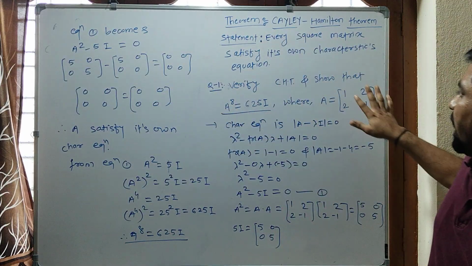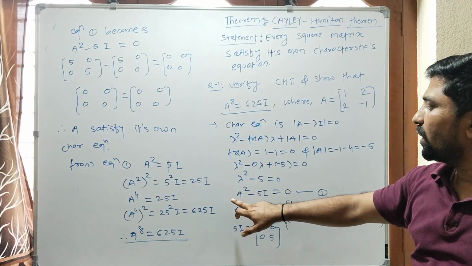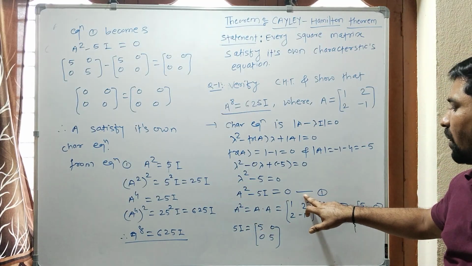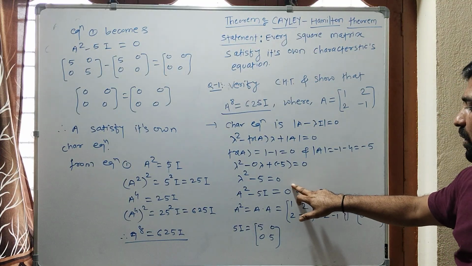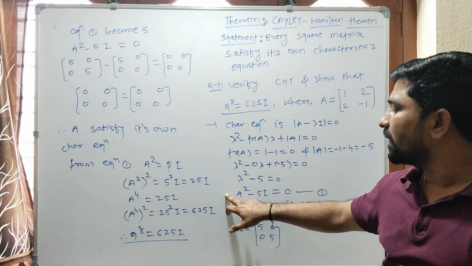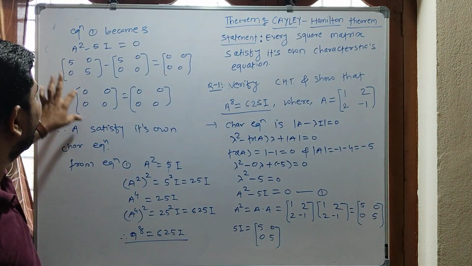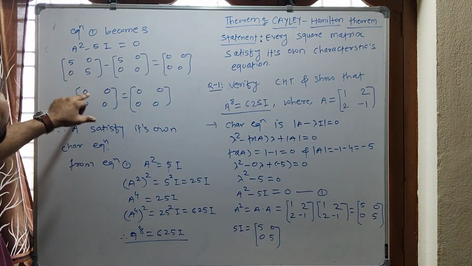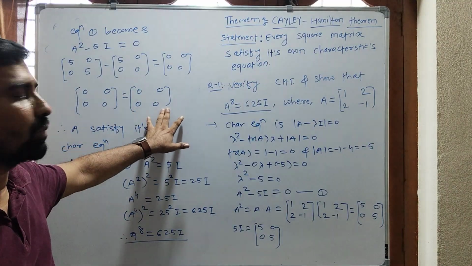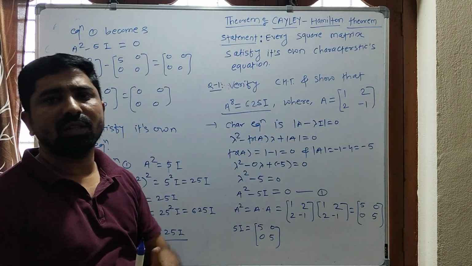Here, whenever they ask you to verify the Cayley-Hamilton theorem, find the characteristic equation. Then put it in terms of matrix: A square minus 5I equal to 0, where this 0 is the 0 matrix of order 2 cross 2. Just put in the values of A square and 5I. We get A square minus 5I equal to 0 0 0 0. Left hand side is a 0 matrix of order 2 cross 2, and right hand side is a 0 matrix of order 2 cross 2. Hence matrix A satisfies its own characteristic equation. That means the Cayley-Hamilton theorem is verified.